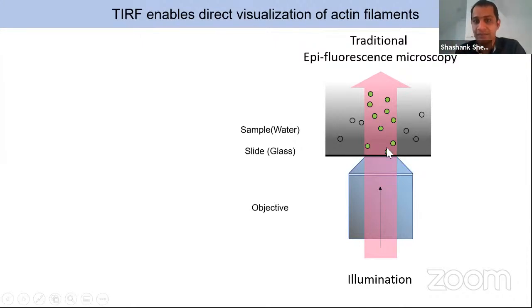The big difference is that this is the objective right here, and that's your sample. When you push in light to excite all these molecules, all the molecules in the entire volume get excited and they all fluoresce, which leads to very good signal. But the problem is you have very high background, and that prevents you from looking at individual molecules and individual filaments.